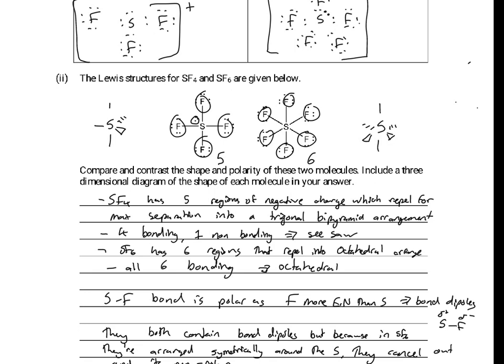In terms of the shape, let's go back up the top. SF4 looks like this. You don't have to include lone pairs of electrons for it, so it literally looks like that. And SF6, just fill up every region with a fluorine.